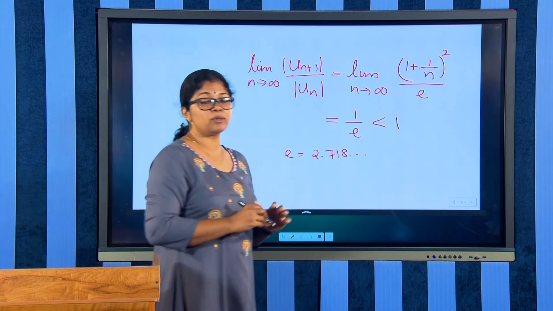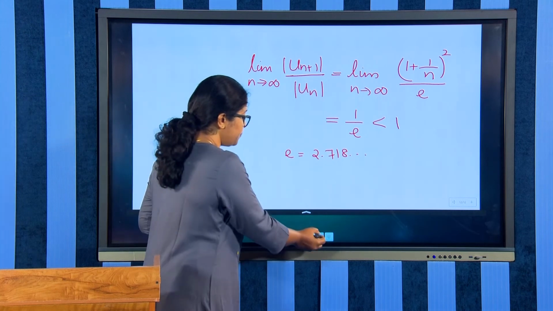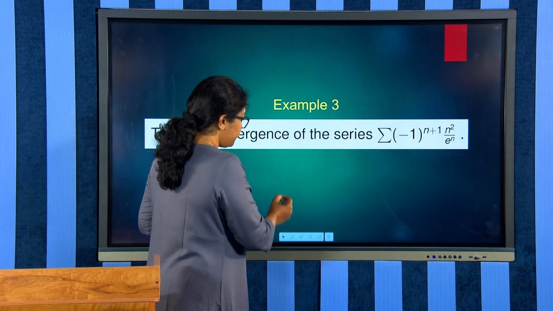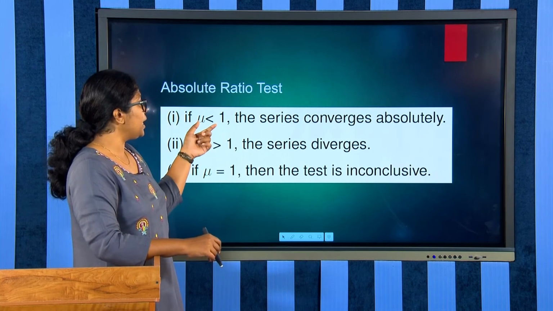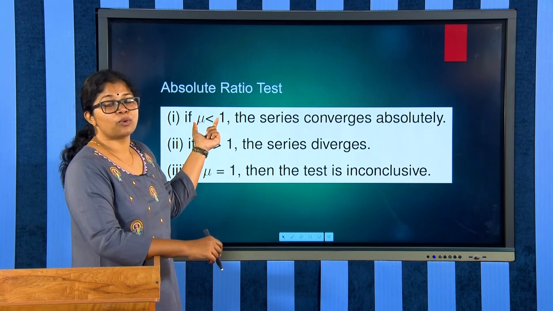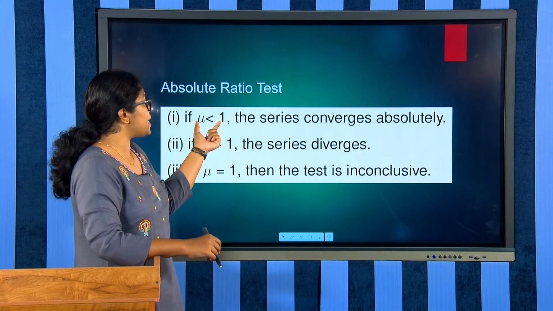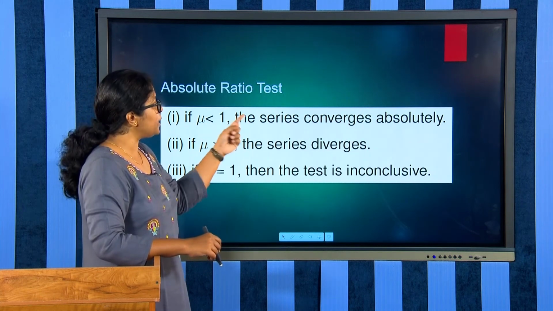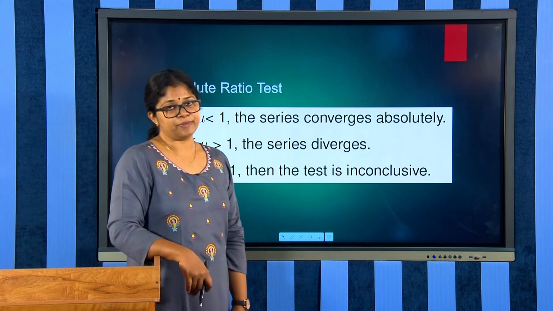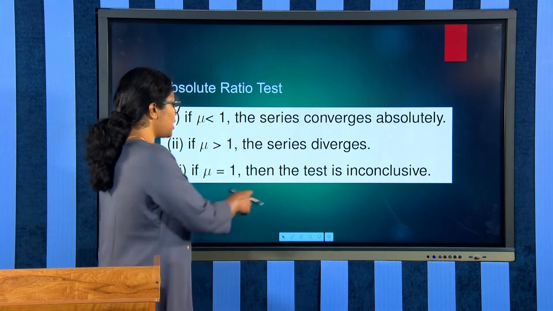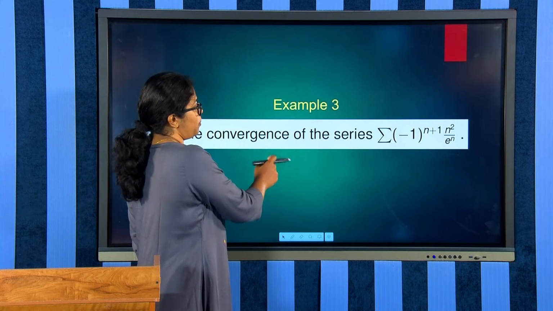So, what is our conclusion? We have seen that a series summation u_n converges absolutely if the limit goes to a value which is less than 1. So, by the absolute ratio test, this series converges absolutely. That is how we solve this problem.